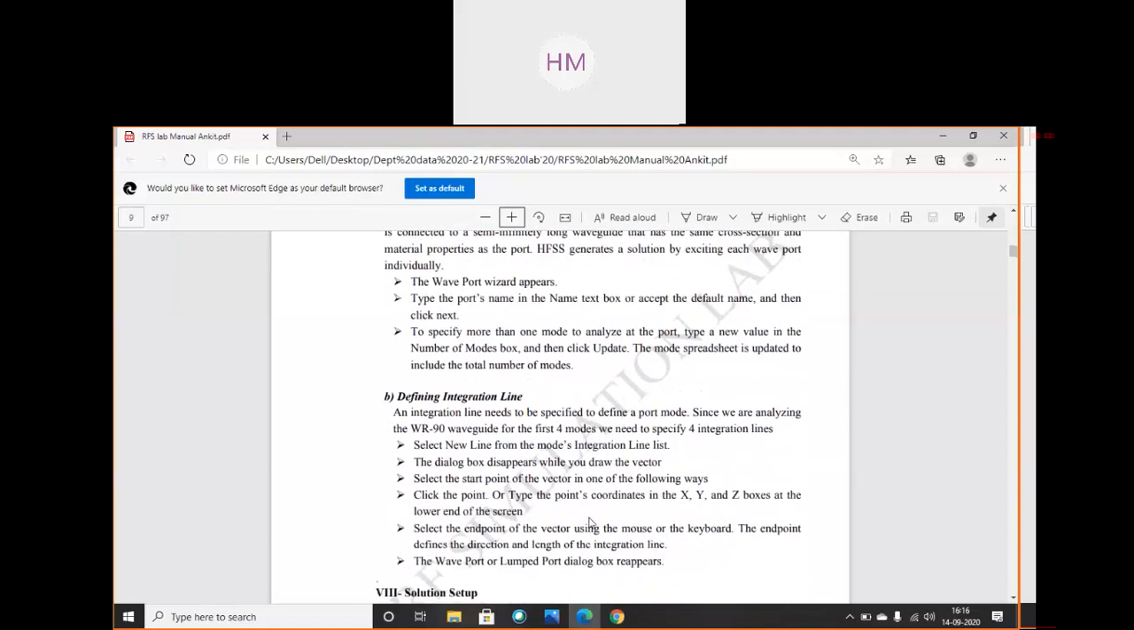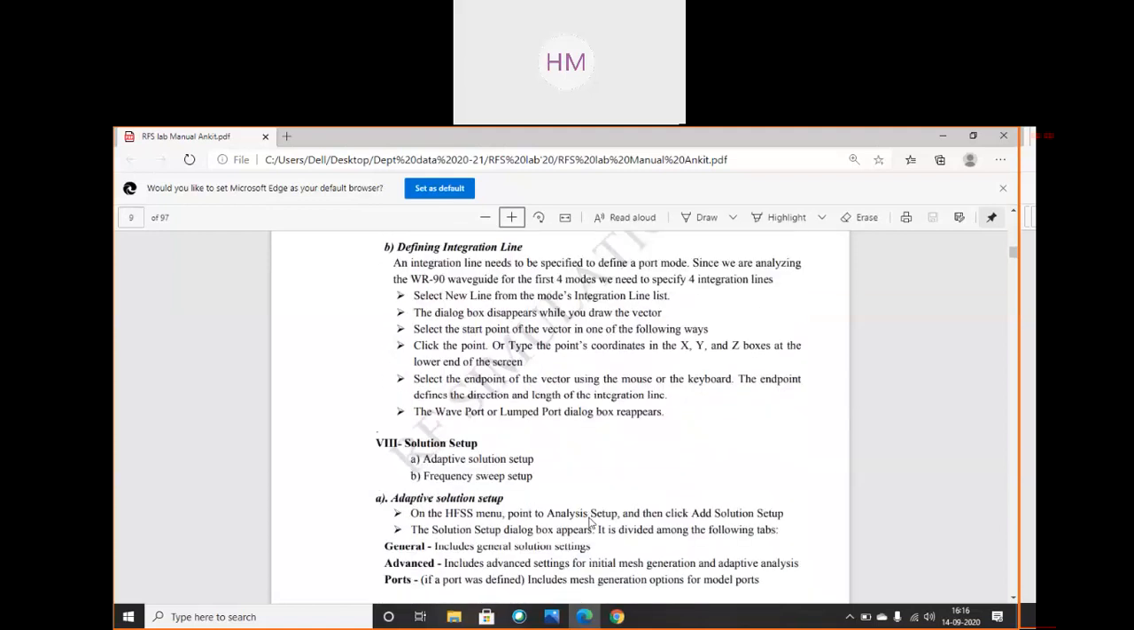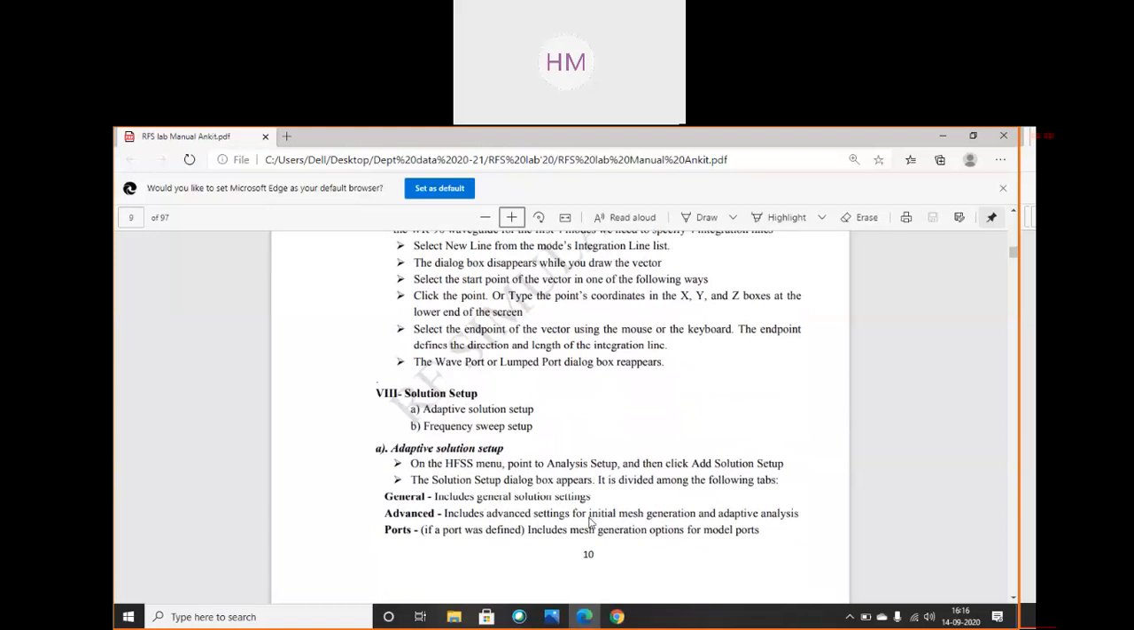Assigning ports. Then finally we will do the solution setup, adaptive or frequency sweep. Generally to plot the graphs we will use the frequency sweep setup, like you will use semilog graph papers to plot scattering matrix, return losses, impedance characteristics. We will use the frequency sweep setup.